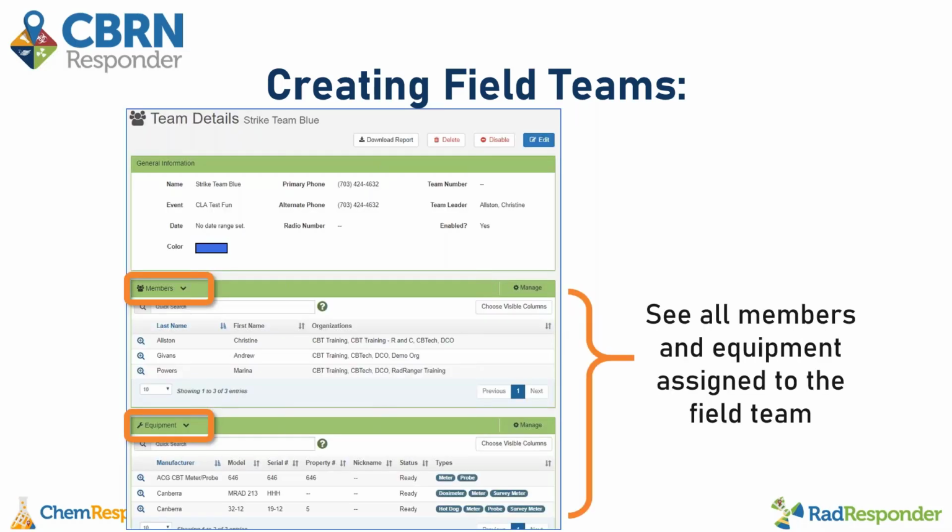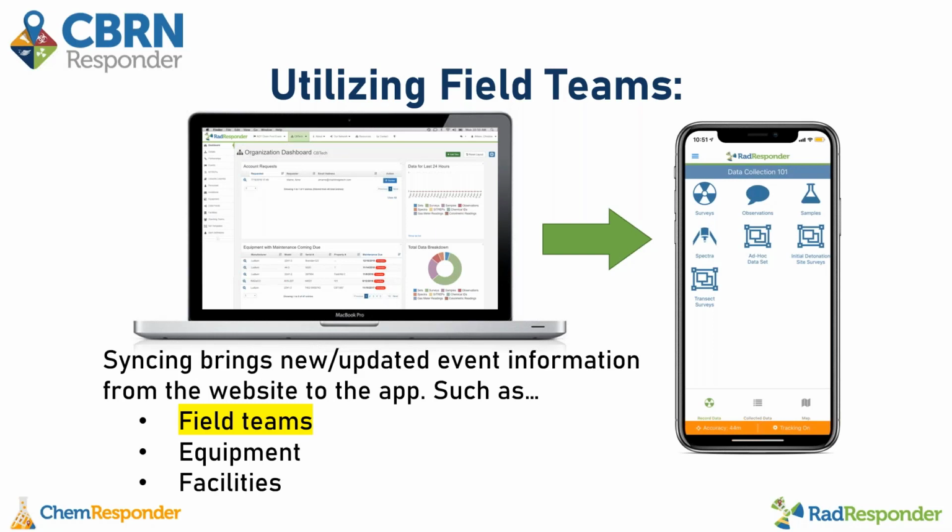So now once you've added your members and your equipment, back on that team details page, you'll see all the added field team members and the equipment. So now that your field team members and equipment have been added, you can now reap the benefits of creating CBRNResponder field teams. So if you're on the mobile app and you open the event and sync it, your field team assignments are now brought down to the app automatically.